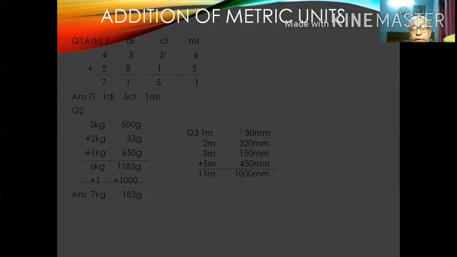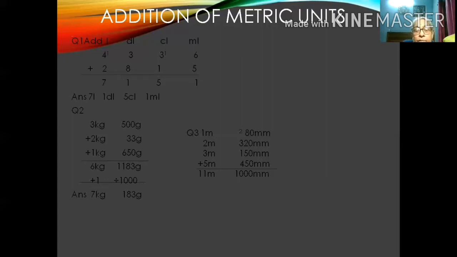8 plus 2, 10, 10 plus 5, 15, 15 plus 5, 20, so 0, carry 2, 2 plus 3, 5, 5 plus 1, 6, 6 plus 4, 10. So in the millimeter place it is 1000 and in the meter place it is 1, 2 plus 2, 3, 3, 3, 6, 6 plus 5, 11.